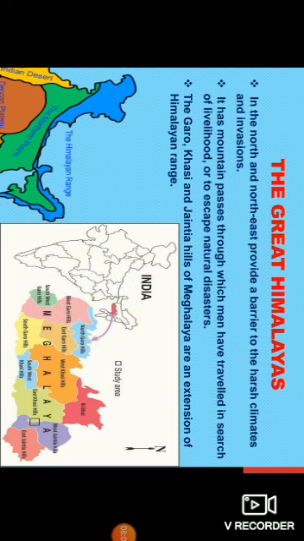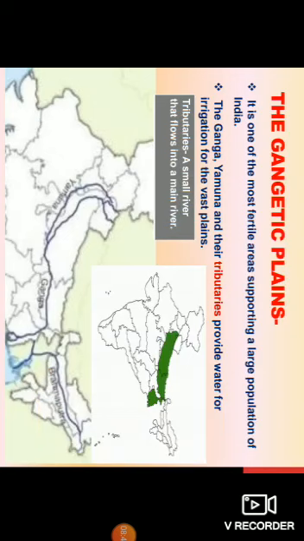In Meghalaya, three hills are there: Garo, Khasi and Jaintia hills. This is the map showing these three hill ranges. So the north and northeast provide a barrier to the harsh climates and invasion. Means we are talking about this part. Here the mountain passes are there through which man travelled in search of livelihood or to escape natural disaster. In Meghalaya we are talking about three hills, Garo, Khasi, Jaintia hills, which are the extension of the Himalayan range.